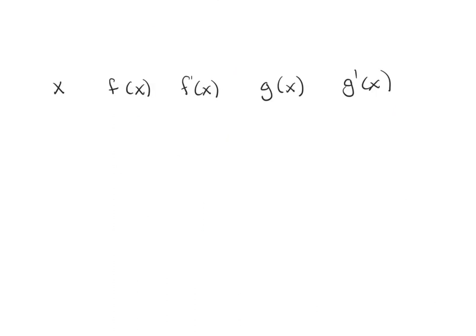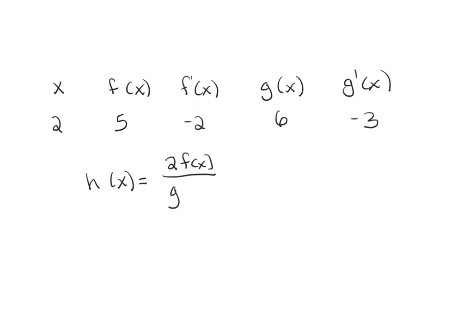Okay, last thing is let's look at a table. So let's look at the x value at 2, and let's say f of x is 5, the derivative of f at 2 is negative 2, g at 2 is 6, and the derivative of g at 2 is negative 3. So if h of x is equal to 2 times f of x over g of x, let's find the derivative of h.